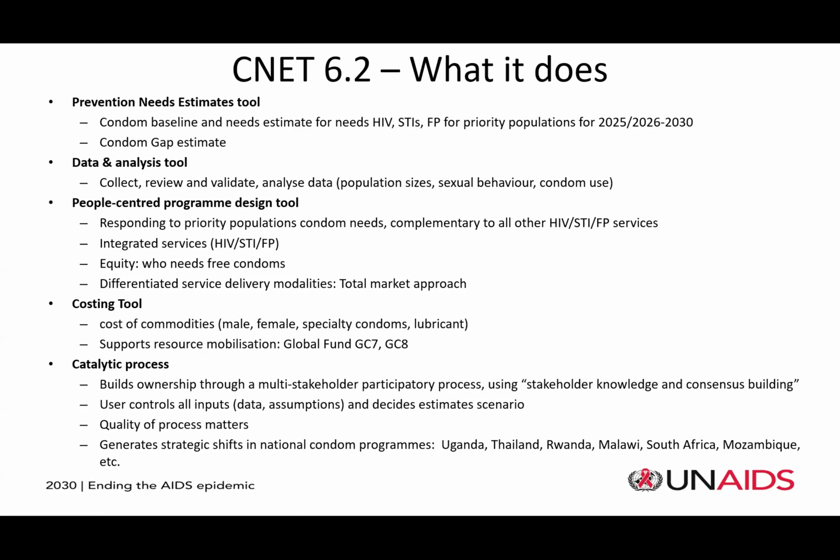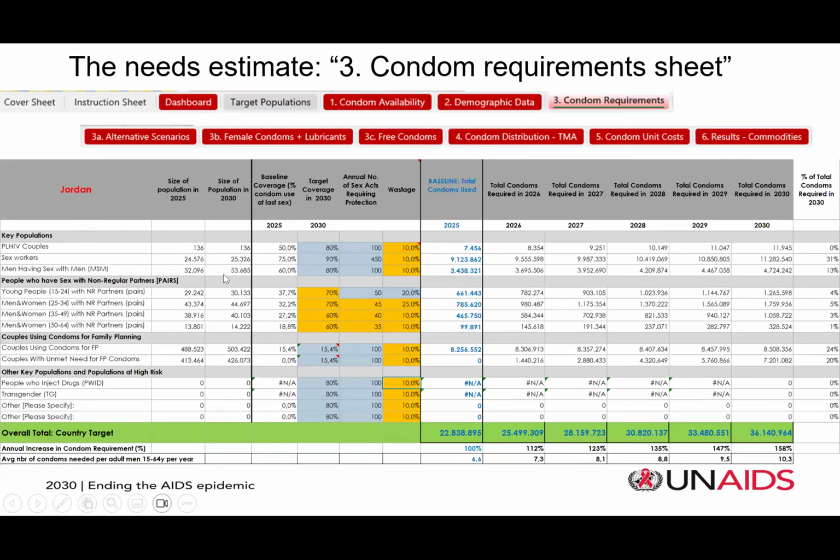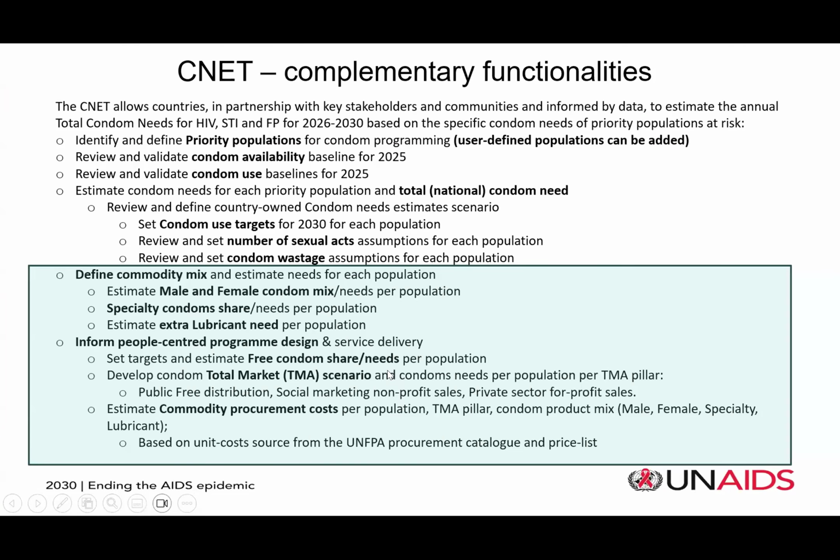It has a costing component and really, in its full application, involves a catalytic process that, through discussing all the data inputs, builds ownership of the process. So the overall setup in terms of populations and inputs is actually the same that John explained. The needs estimation using CNET or Spectrum would basically be the same, and as mentioned, they extend beyond HIV, including needs for contraceptive purposes as well, based on specific inputs for couples using condoms for contraception and also the gap there.